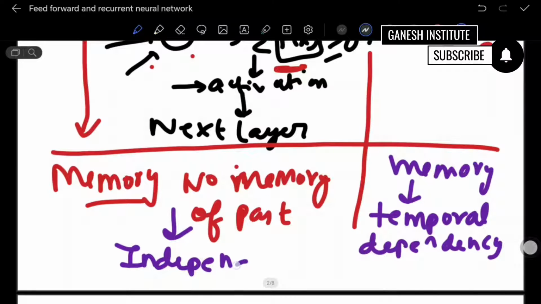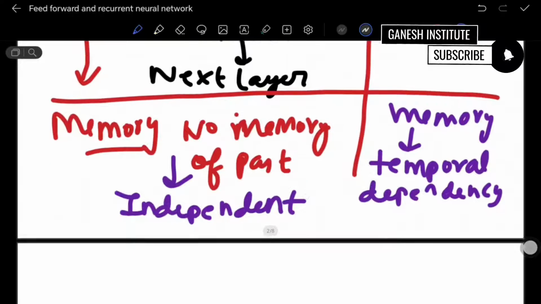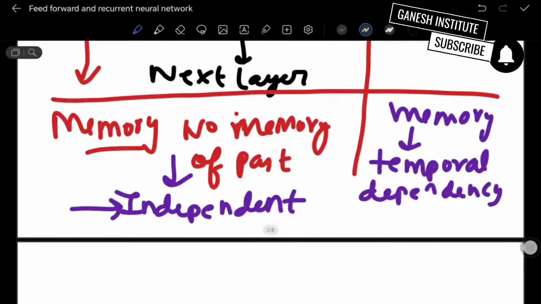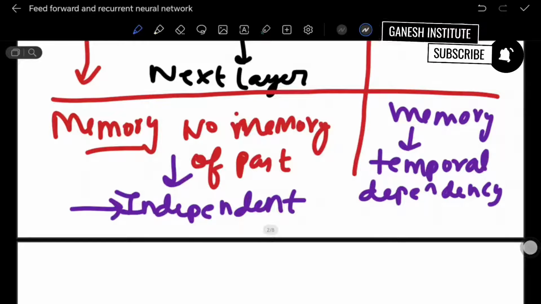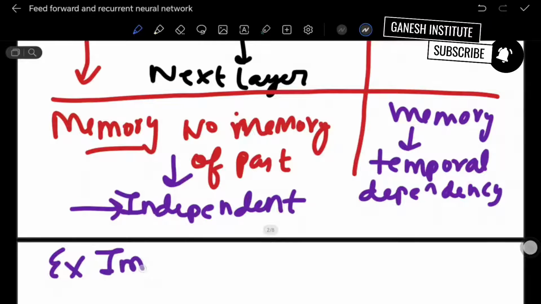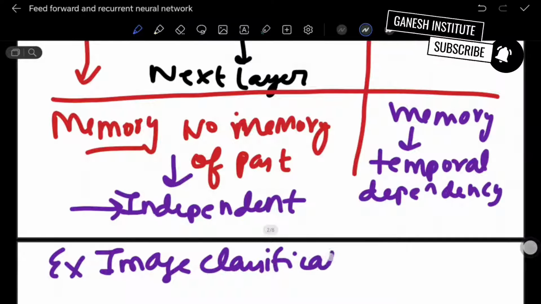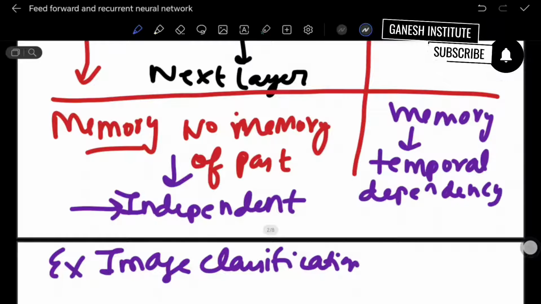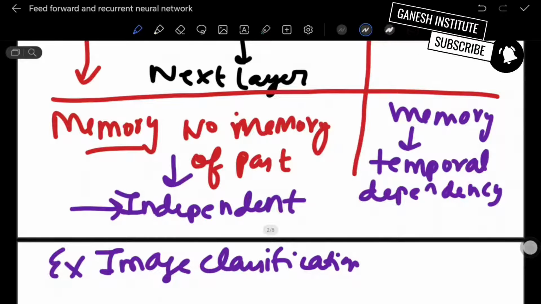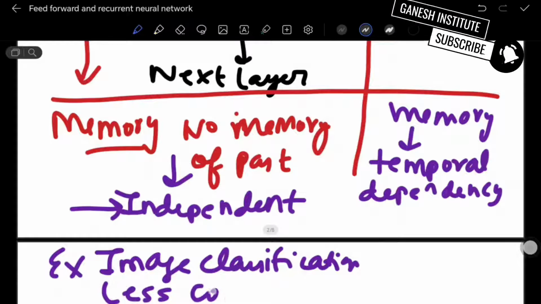So if we have to identify their application, feed forward is well suited for those tasks where the input and output are independent, okay? For example, you can take image classification, object detection, regression task. All these are part of feed forward because all these are less complex.